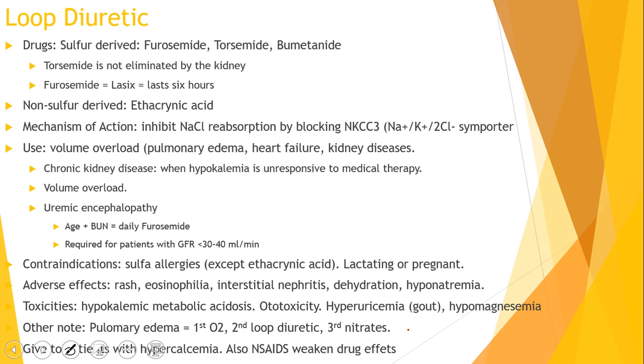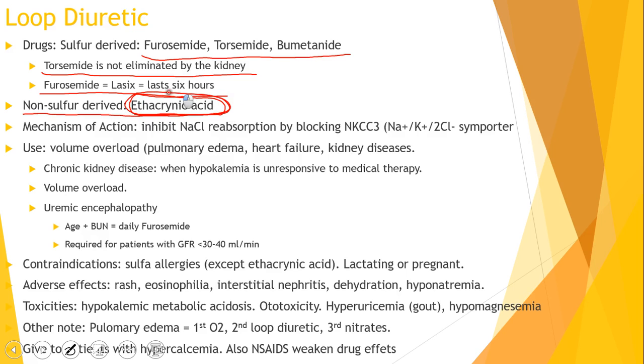Okay, so loop diuretics, understand they're sulfur derived. Got drugs like furosemide, torsemide, and bumetanide. Note here, torsemide is not eliminated by the kidney, and furosemide lasts 6 hours. So it's called Lasix. Yeah, I don't know how you're going to remember that. There also is a non-sulfur derived drug called ethacrynic acid. So ethacrynic acid, if somebody has a sulfur toxicity, you can use this drug.